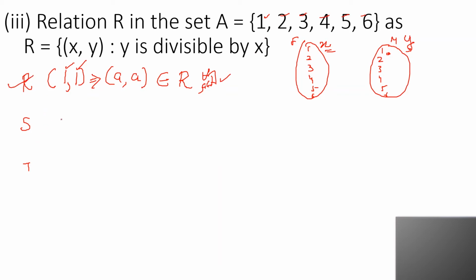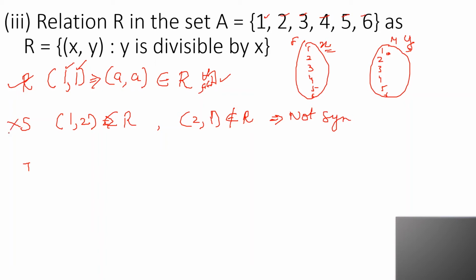Next is symmetric. Symmetric means, as 1 is related to 2 because 1 is a factor of 2, do we say that 2 is also related to 1? Is 2 a factor of 1? No. It means this is not in R. 2 is not related to 1. Therefore, it is not symmetric.